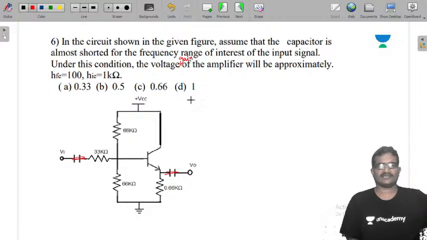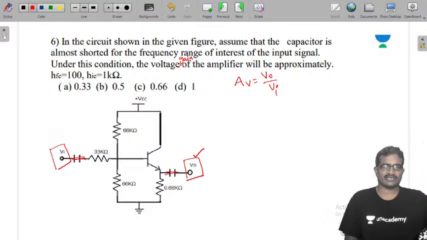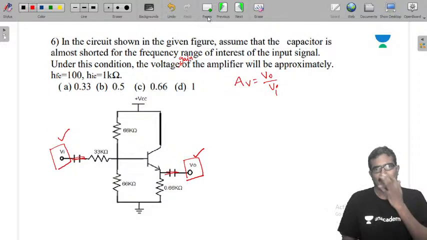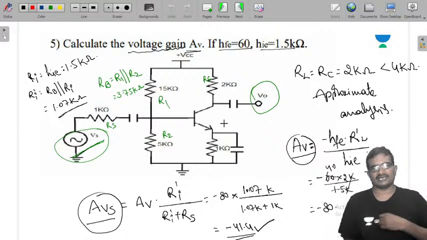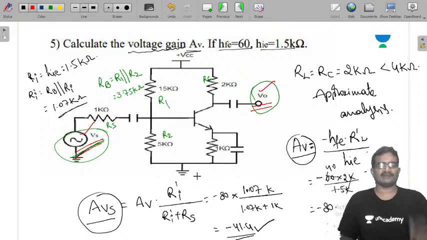Voltage gain of the amplifier will be, see, voltage gain means we know V0 by Vi. Clearly they mention this is V0 and this is the input voltage, so we need to calculate this one by this one. In the previous circuit also you observed they asked simply voltage gain. They used the letter AV, with only two voltages, V0 and Vs. So they want this one by this one.